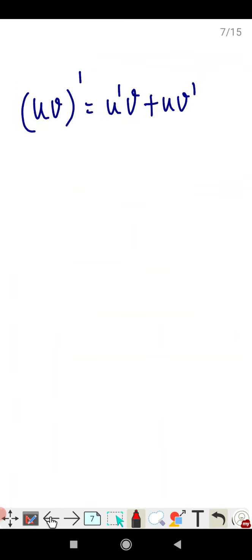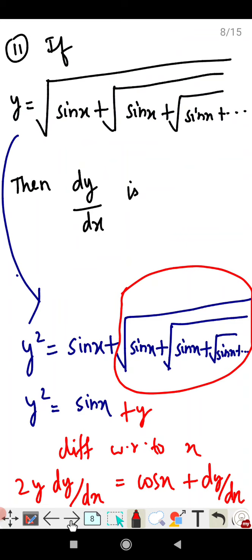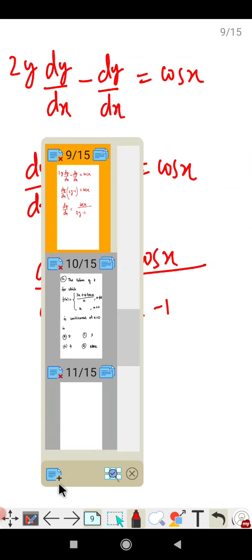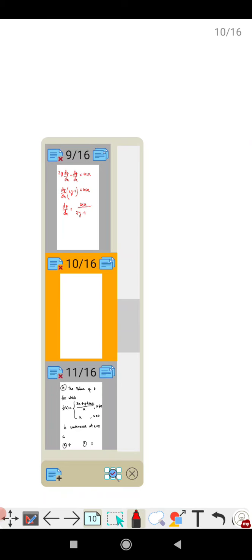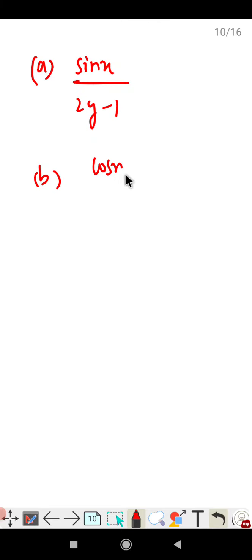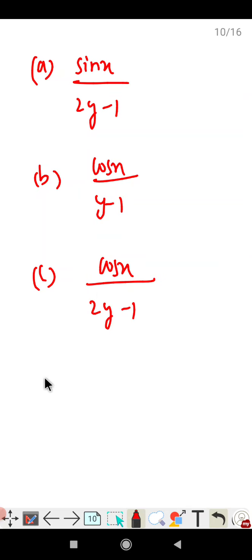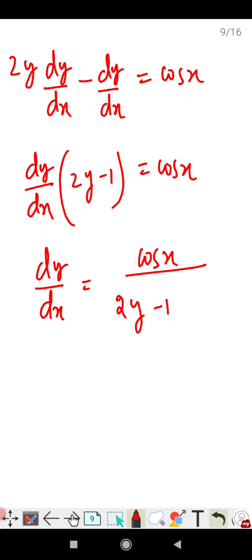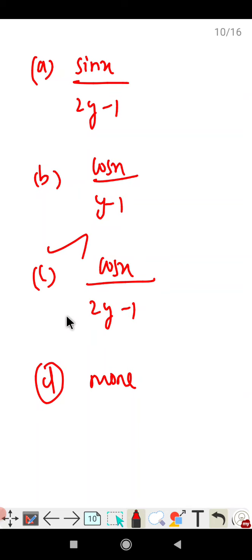2y minus 1 is the correct option, so I didn't write any option there. The first option is sin x divided by 2y minus 1, the second is cos x divided by y minus 1, the third is cos x divided by 2y minus 1, none of this. So the correct option will be cos x divided by 2y minus 1. C will be the correct option.